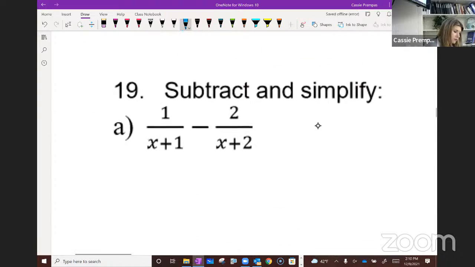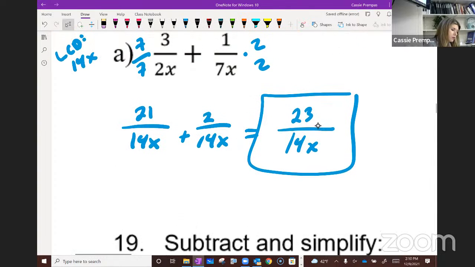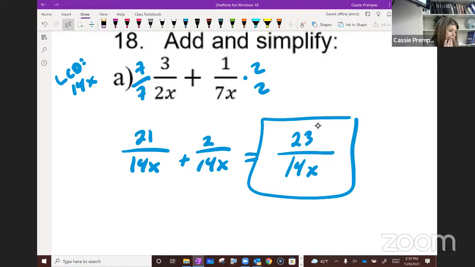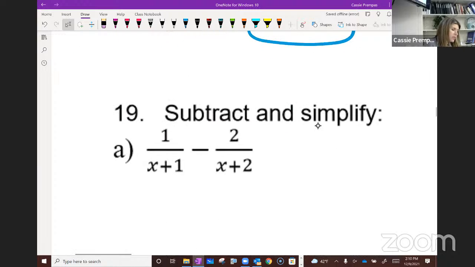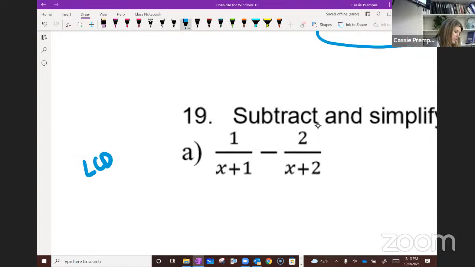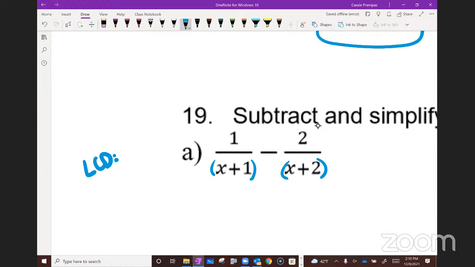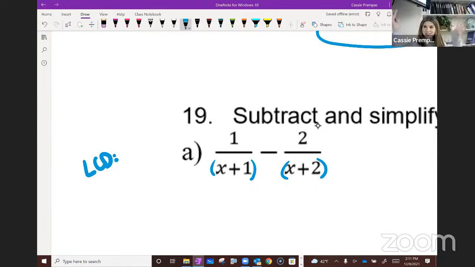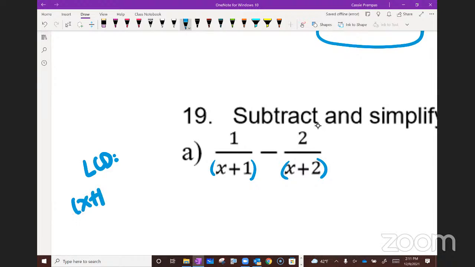Number 19, we need a common denominator again. What is the LCD? In fact, I want to see if you guys know this between you and your partner. Turn to your partner, and the person with the most pets, you share what would be the least common denominator between x plus 1 and x plus 2. Olivia, that's you, right? Your 3 dogs? Would it be x plus 1 multiplied by x plus 2? Yes, you're amazing. Well done.